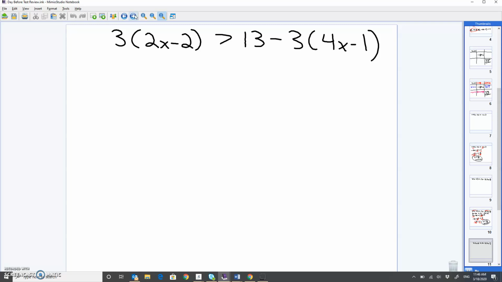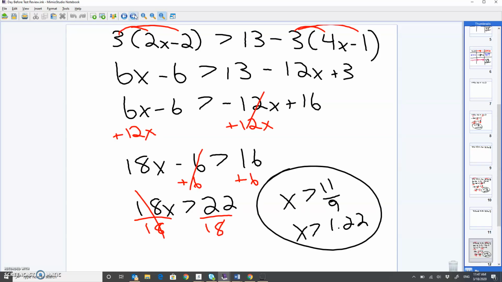Next up is a similar one. 3 times 2x minus 2 is greater than 13 minus 3 times 4x minus 1. Please give that a try. The correct answer for that one is x is greater than 11 over 9, or x is greater than 1.22. Please pause the video and look over the steps if you need to. The explanation is the same as the last one was.